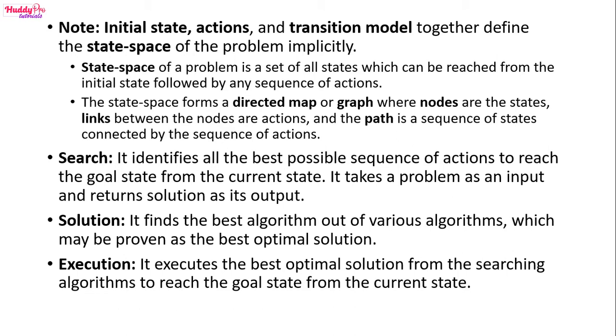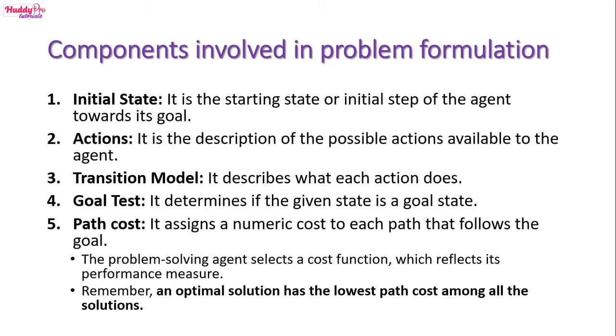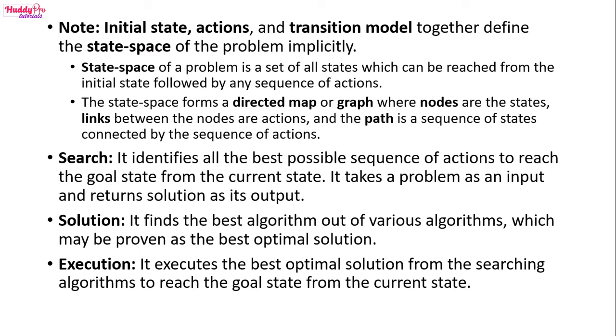Now these first 3 steps, the initial state, actions, and transition model, together define what we call the state space of the problem, indirectly or implicitly. This state space, remember we said it includes the initial state, actions, and the transition model. So the state space of a problem is the set of all the states which can be reached from the initial state, followed by a sequence of actions.